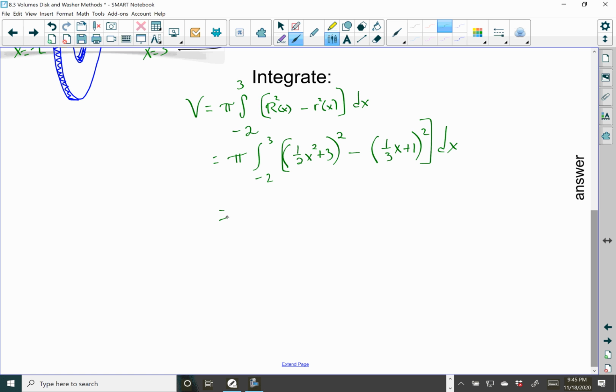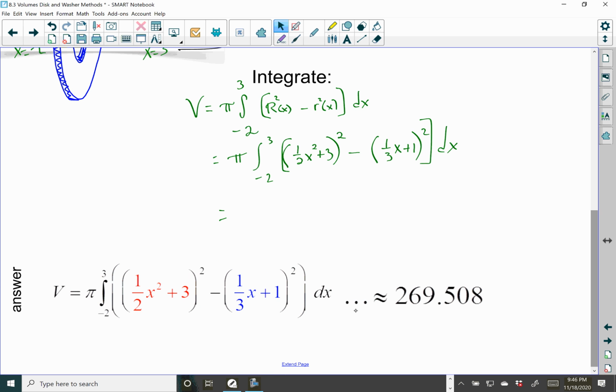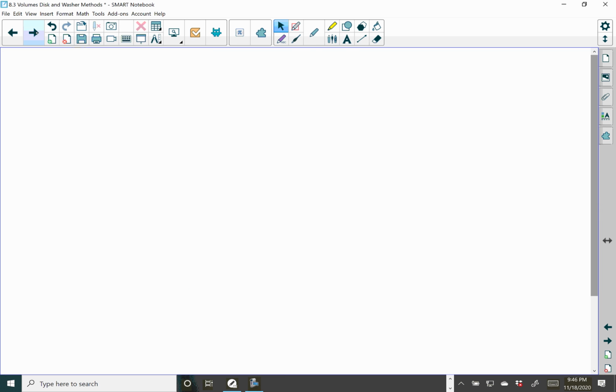So we would do it using a calculator, and that calculator gets us to 269.508. Right? Let's see if there's any more. I don't have my notes with me. It looks like that's the end.